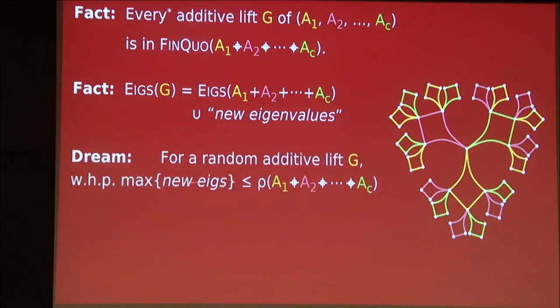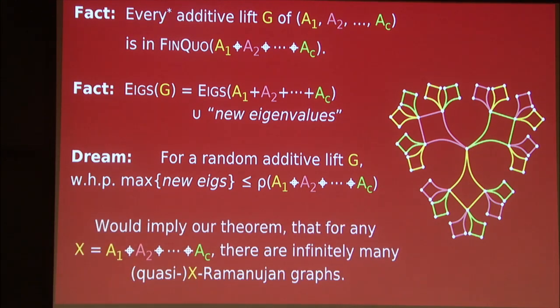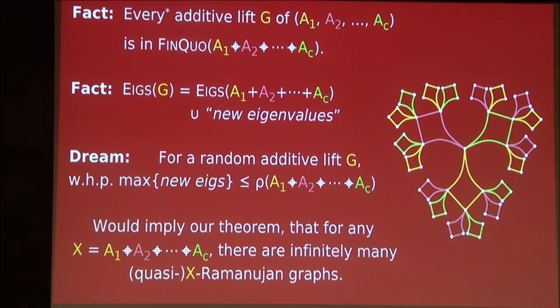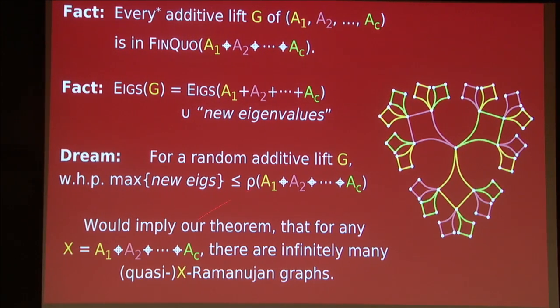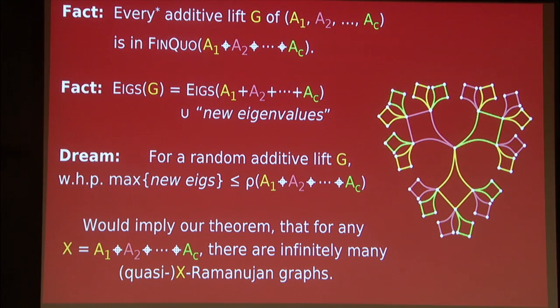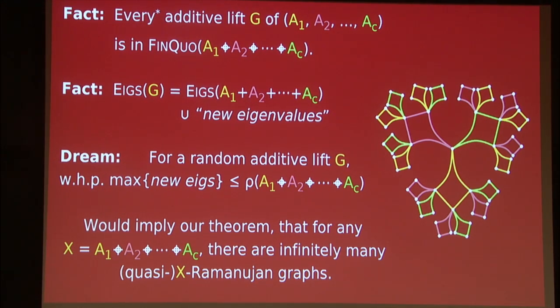And your life dream would be that for, let's say, a random additive lift of the type I've described, with high probability, all of the new eigenvalues you get, aside from these ones that you're surely going to have, are smaller than the spectral radius of your associated infinite graph, the additive product. And if you had that, then it would imply our theorem that for any infinite graph which is one of these additive products, there are infinitely many quasi-Ramanujan graphs, meaning if you're allowed to ignore the finitely many bad eigenvalues that you had in your original sum graph, then it would be Ramanujan. And if you luckily enough just discover that the sum graph itself, other than its trivial first eigenvalue, is other.